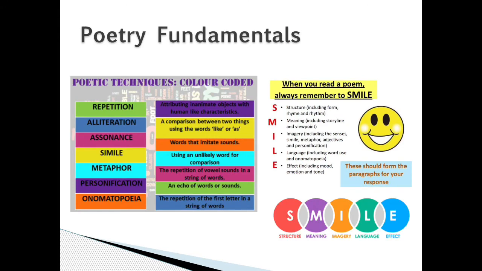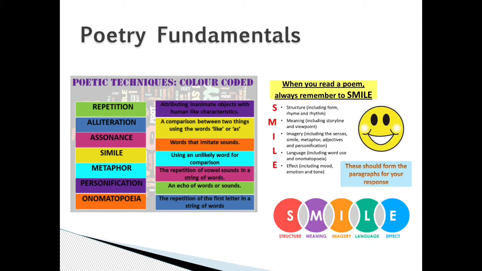Here are some poetry fundamentals. Let's look at some poetic techniques, like repetition, which is an echo of words or sounds. Alliteration, the repetition of the first letter in a string of words. Assonance, the repetition of vowel sounds in a string of words. A simile, a comparison between two things using words like or as. A metaphor, using an unlikely word for a comparison. Personification, attributing inanimate objects with human-like characteristics. An onomatopoeia, words that imitate sounds.